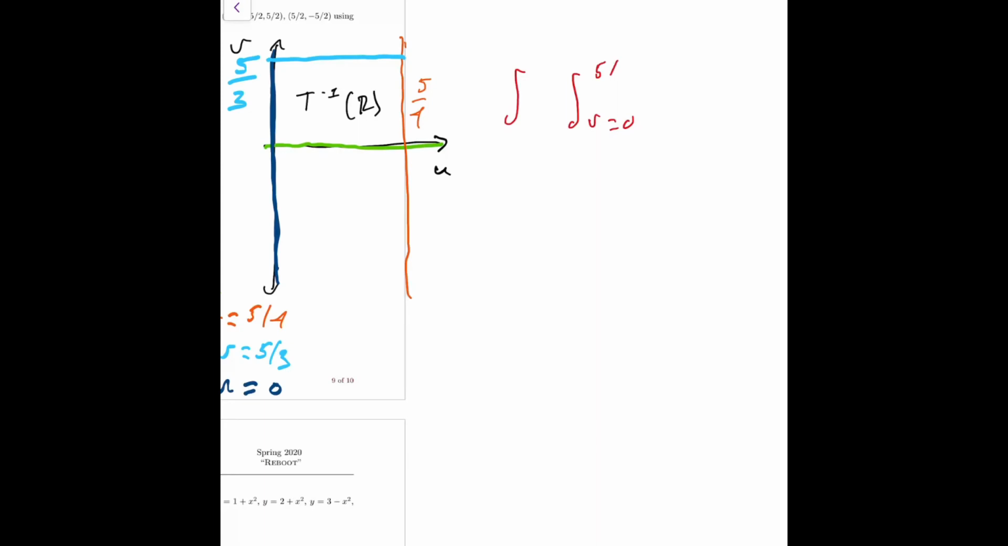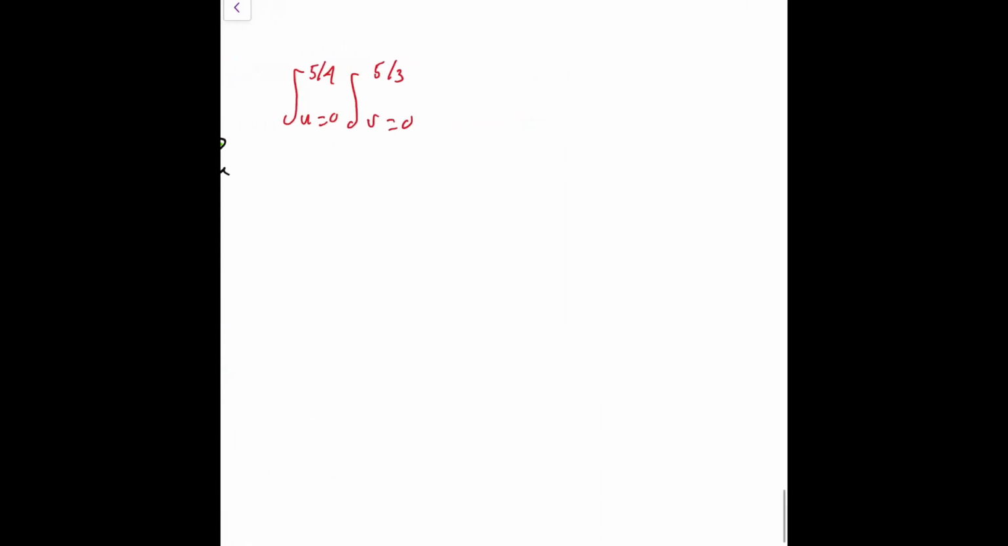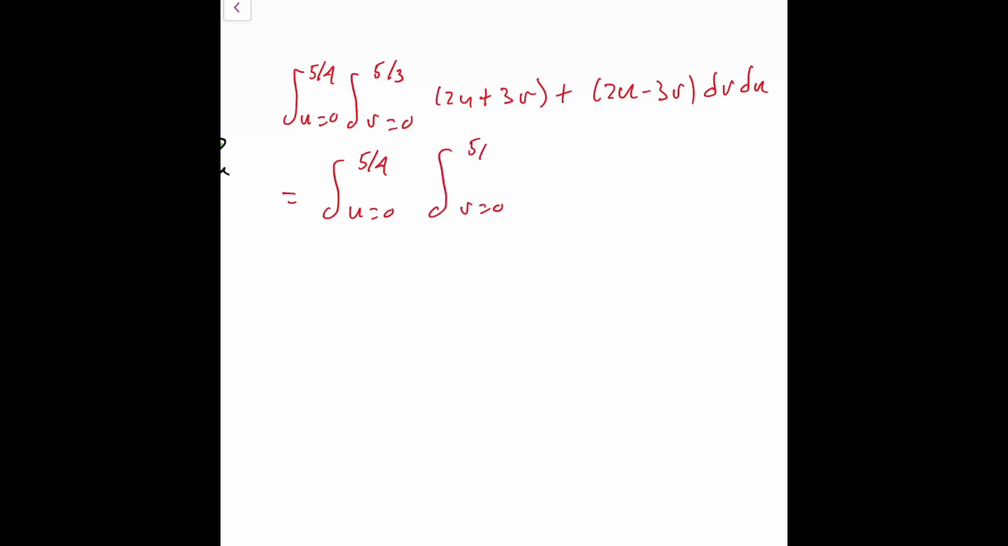I'll do the v integral on the inside. This goes from 0 to 5/3. U goes from 0 to 5/4. Now we're integrating the function x plus y, but x is equal to 2u plus 3v, and y is equal to 2u minus 3v. And so we can simplify this and we get the integral with the same u limits as the one above, and of course the same v limits as the one above, and the function that we're integrating is just going to be 4u dv du.